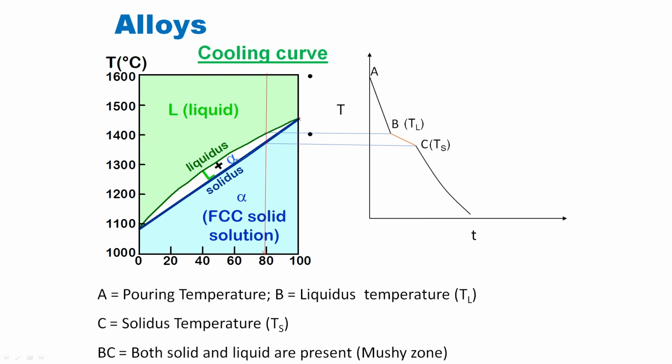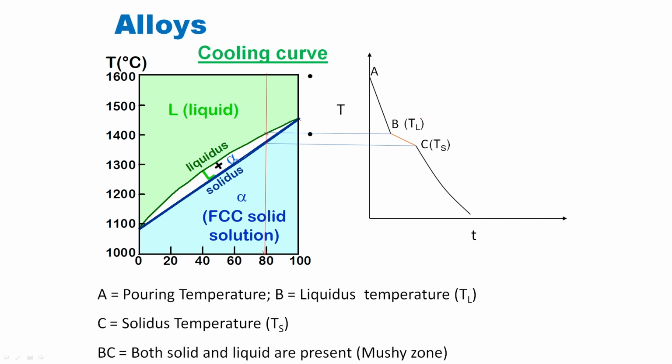Nickel has a melting temperature of 1452 and copper is 1084. So, they form this kind of phase diagram. Now, if I plot the cooling curve, temperature versus time, you can clearly see there is no dip at the melting temperature, because melting temperature corresponds to the liquidus temperature here, and solidification temperature corresponds to the solidus temperature, marked here. Between B and C, B corresponds to TL, liquidus, and C corresponds to solidus, TS.